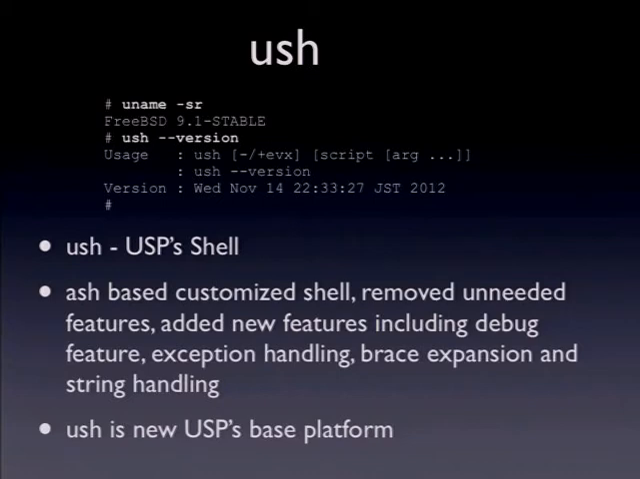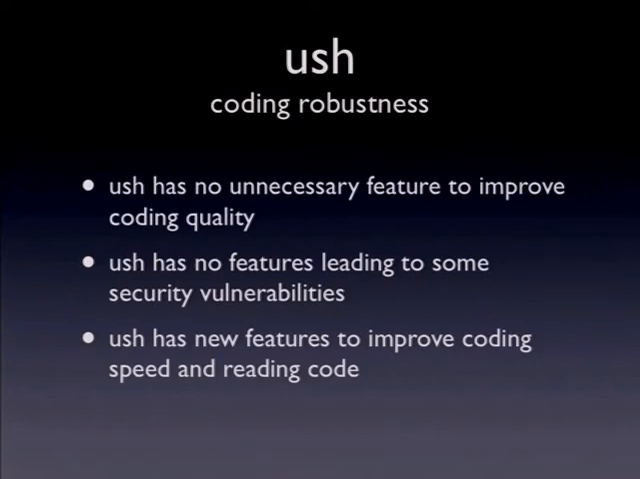So I developed an A shell based customized shell. Remove unneeded features and add new features they want: debugging feature, exception handling, brace expansion, and string handling. Now UShell is a USP-based platform. UShell is getting robustness. No unnecessary features, to improve coding quality. No features leading to source and security vulnerabilities, especially on the environment variables. And I added some new features.